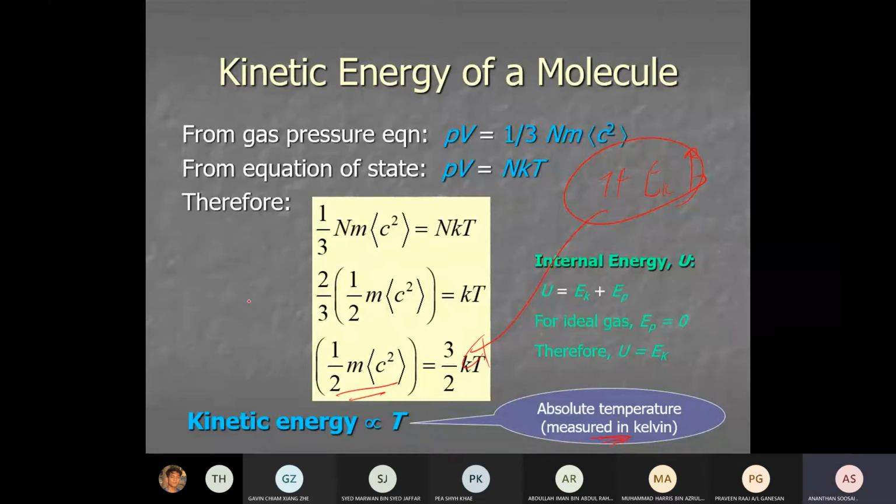Okay, so if I ask you now, you're sitting in your room, and surrounding you there is, let's say, air. How much is the kinetic energy possessed by one air particle in your room?